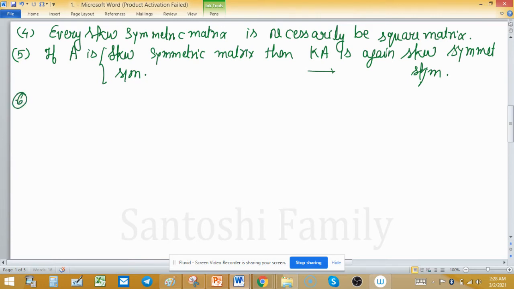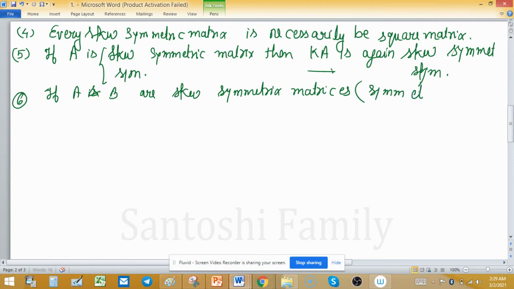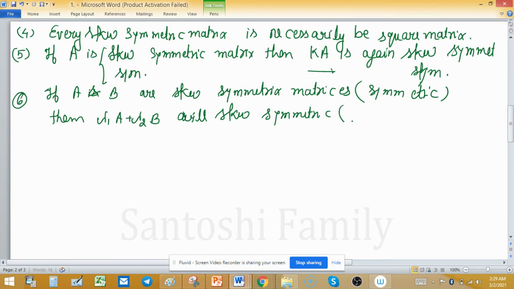Six. If A and B are skew symmetric matrices of the same order, then their linear combination lambda 1 A plus lambda 2 B will also be skew symmetric. If A and B are skew symmetric, then the combination is skew symmetric. If A and B are symmetric, then it is a symmetric matrix.